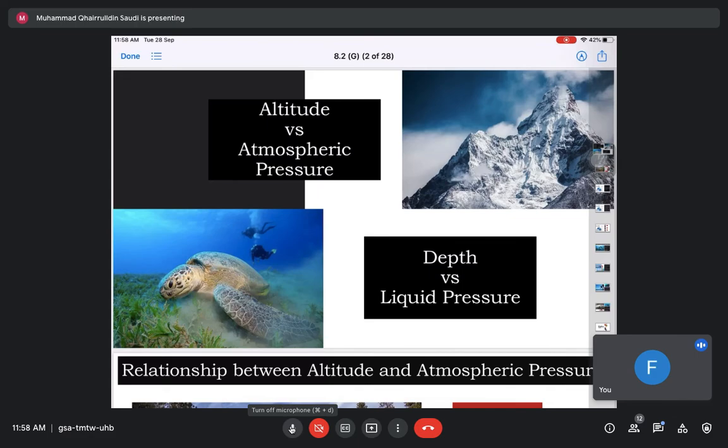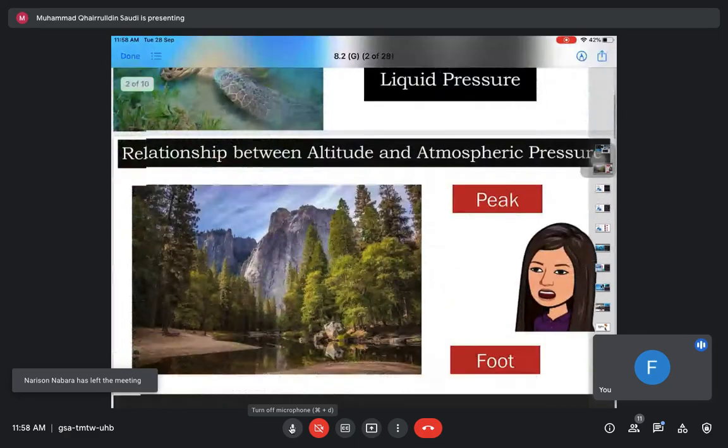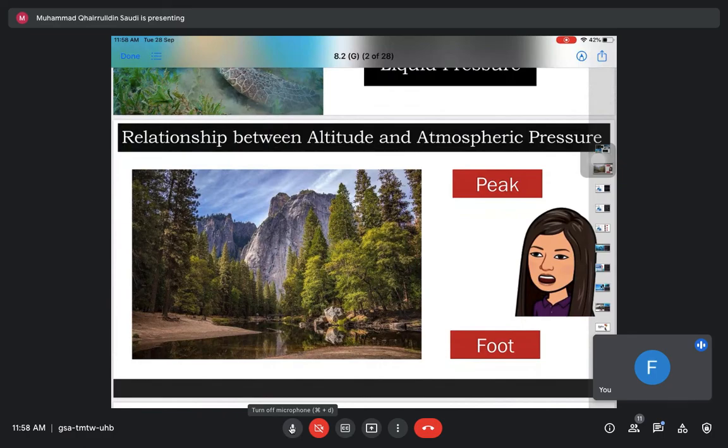So today we are going to see the relation between atmospheric pressure and altitude. And we're also going to see the relation between depth versus liquid pressure. So let's go with altitude versus atmospheric pressure first. To know the relationship between altitude and atmospheric pressure, you have to know these two words: peak and foot. Do you know what is the meaning of peak and what is the meaning of foot?